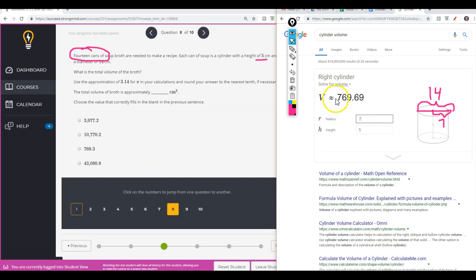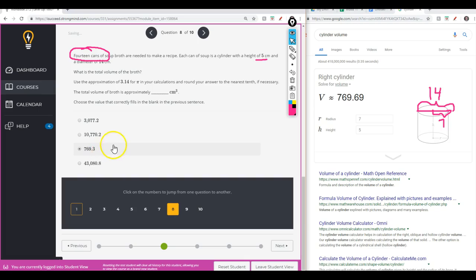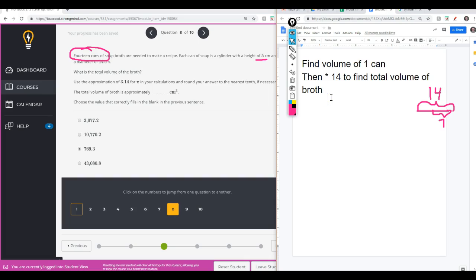And that's giving me 769.69, which is slightly higher than what could be selected, and that's because in this it's using pi and not 3.14. So when I come back over here, the volume of one can is equal to 769.3.